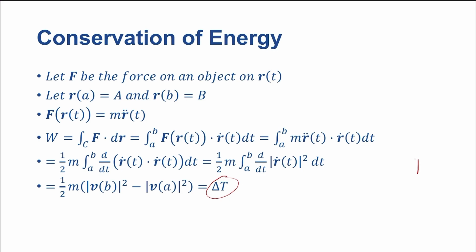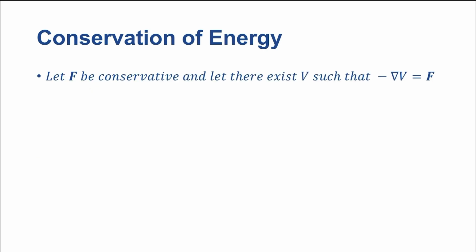We define the kinetic energy, T, as equal to 1/2 of mass times velocity squared. As you can see, that's what we've got in here. Okay, so we've done that for kinetic energy. Now let's look at potential.